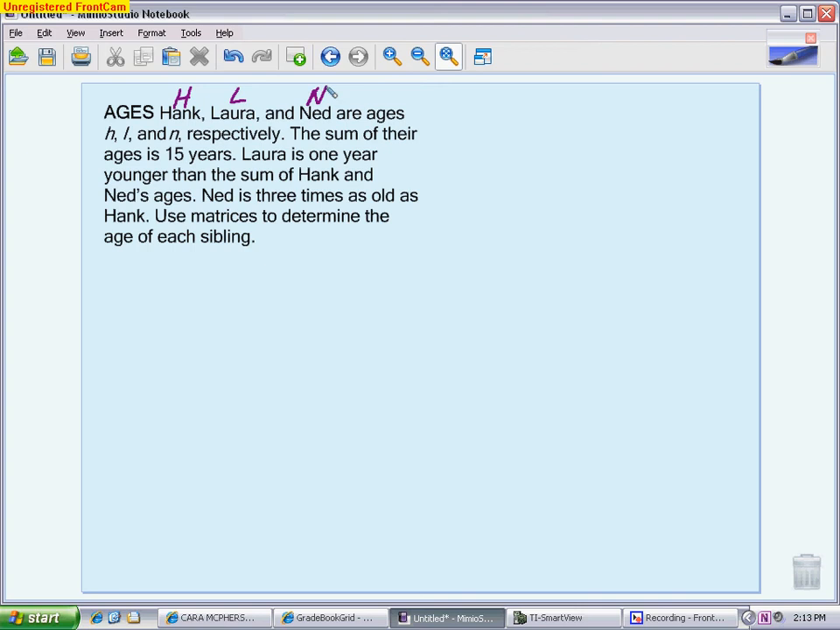So we have Hank, Laura, and Ned, and we need to write 3 equations about the ages of these 3 people. The first line says that the sum of their ages is 15, which means if we take Hank plus Laura plus Ned, we get 15.